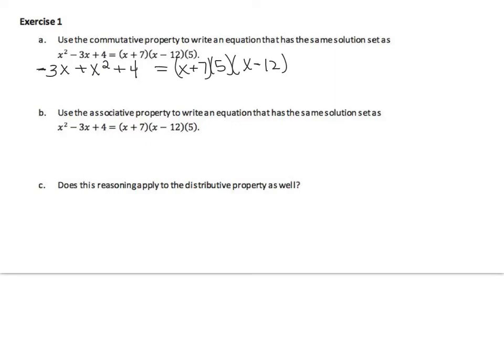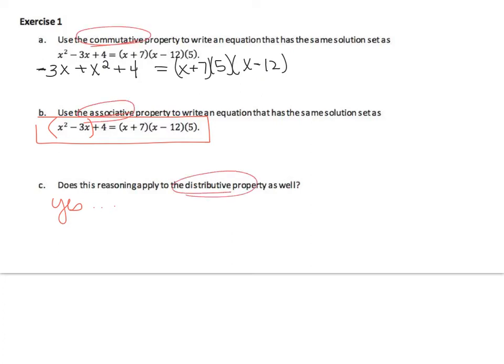Use the associative property to write an equation that has the same solution set. Okay, associative property, I'm just going to group things a little bit differently. Let's just group that, and that works. And then that would be the same equation as the original one. So you could just rewrite your equation with those first two monomials, or those first two terms grouped. Does this reasoning apply to the distributive property as well? Yes, it does. It applies to the distributive property, the associative property, and the commutative property. Cool.